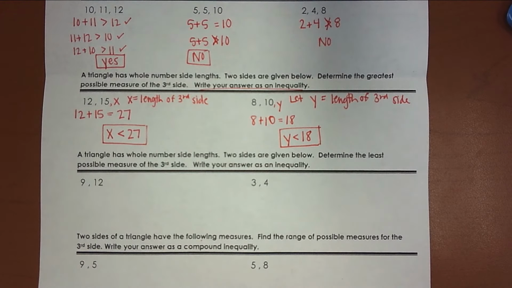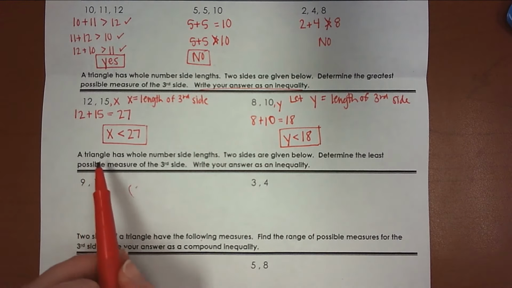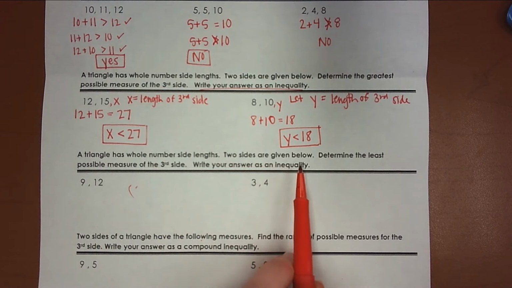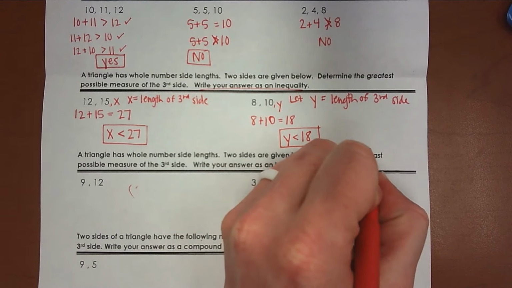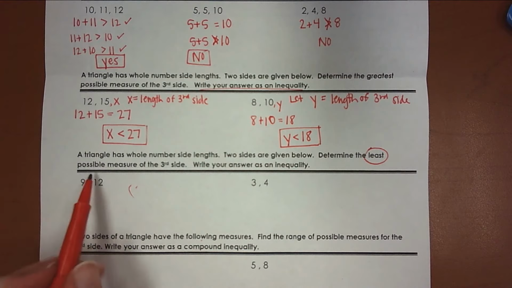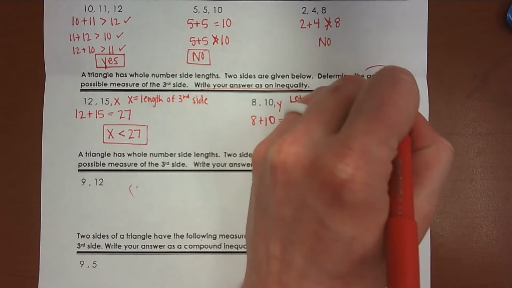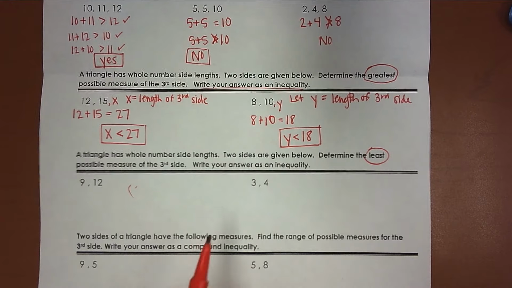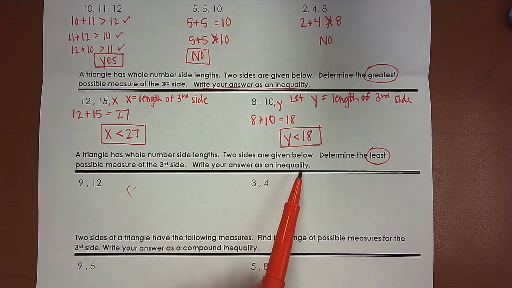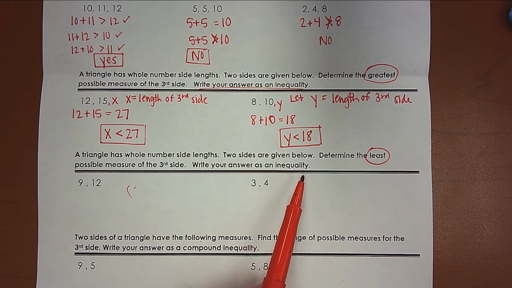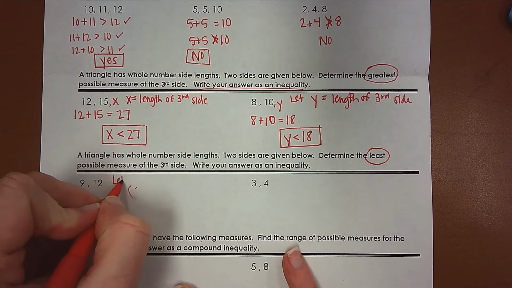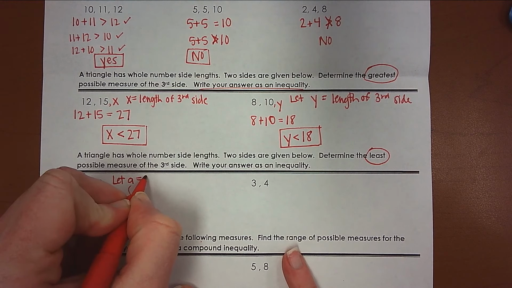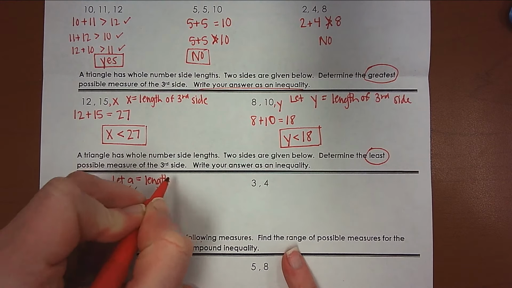And so this one gives the same set of directions. A triangle has whole number side lengths. Two sides are given below. However, the one thing that changed, hopefully you noticed this, it says determine the least possible measure of the third side instead of the greatest measure of the third side. Write your answer as an inequality. So, at this point, you may have to pause the video and retry your work here and rethink this through. I'm going to let A equal the length of the third side.